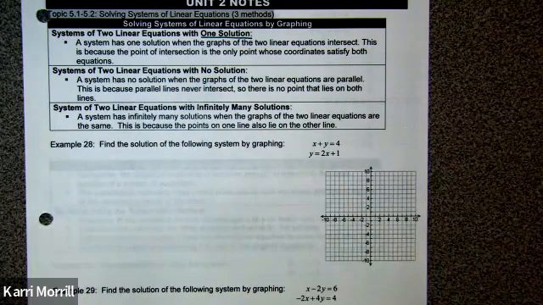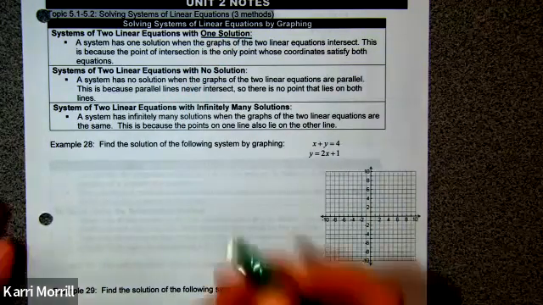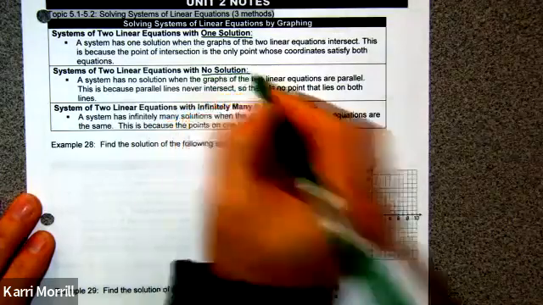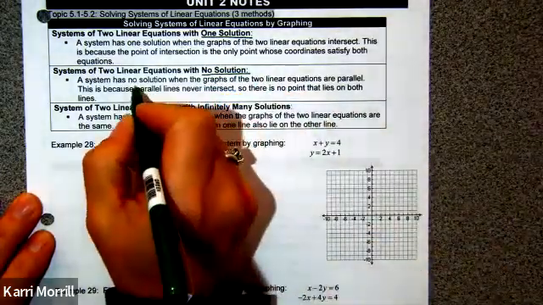If they don't intersect at all, like you go to graph them, they end up being parallel, that's said to have no solution. So this would happen when you have parallel lines.